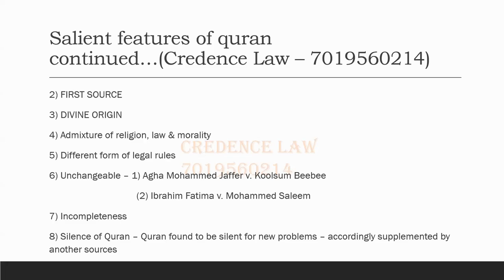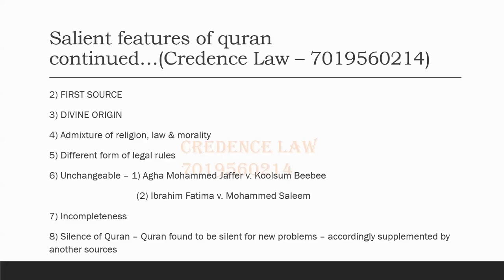Then the Quran is a mixture of religion, law, and morality. Religion, law, and morality are mixed in one place, and in such a manner that it is difficult to separate them. Then different forms of legal rules have been mentioned. We have rulings pertaining to child infancy, unlimited polygamy, gambling is not allowed, and charging interest on loans is strictly prohibited in Islam. All these rulings we get in the Quran itself.